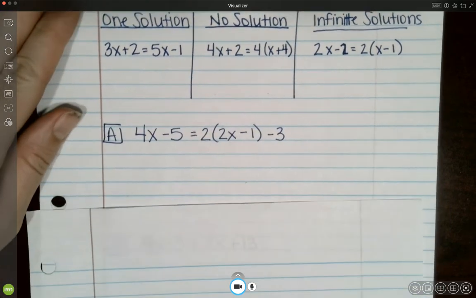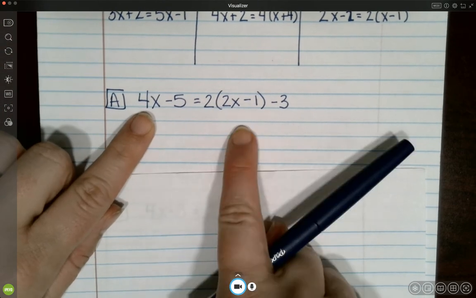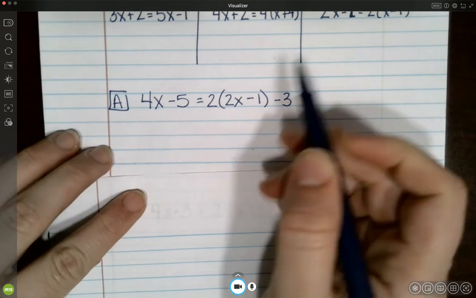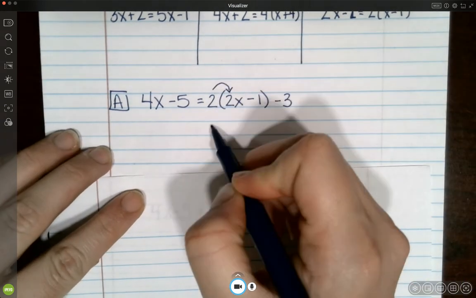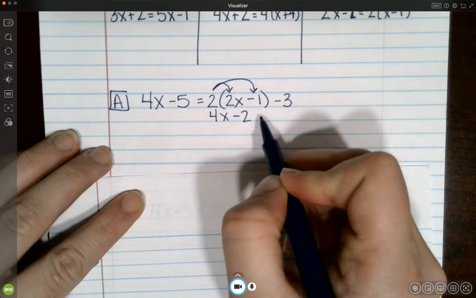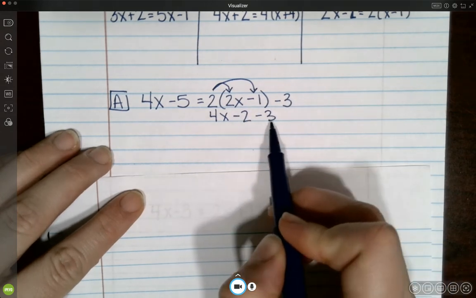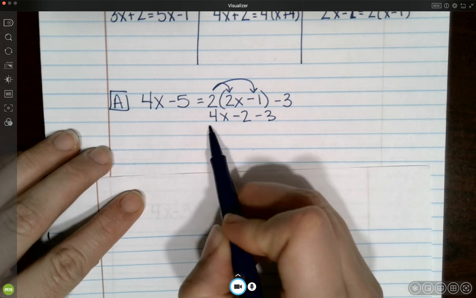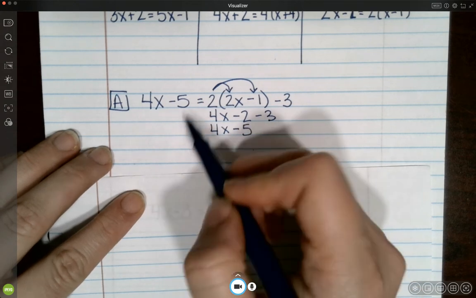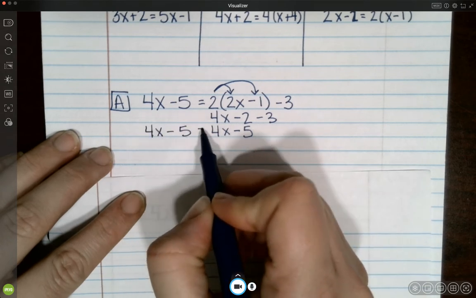All right, so let's take a look at this first equation. I have 4x minus 5 on one side, and we have our quantity on the other. So our first step, we need to get rid of these parentheses. We're going to distribute, giving us 4x minus 2 minus 3. Then here I have one variable but two constants, so we need to make this only one constant. So we have 4x minus 5. And then we're going to bring down this other side that also says 4x minus 5.